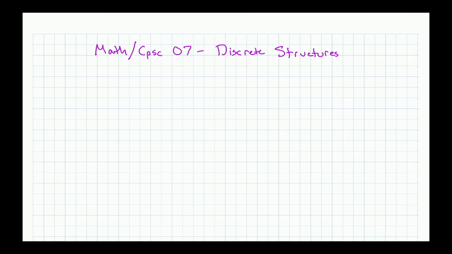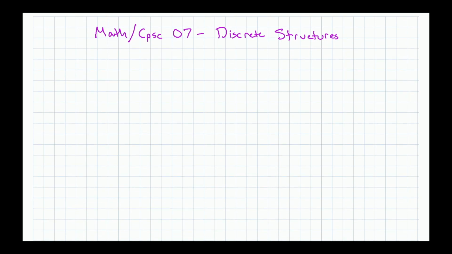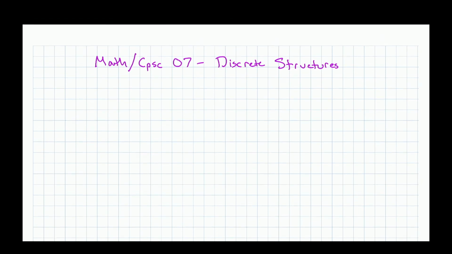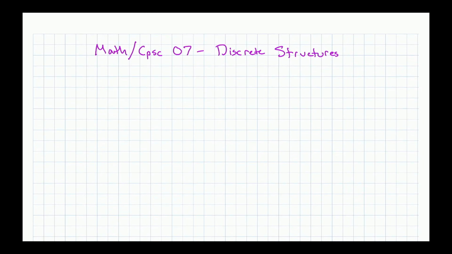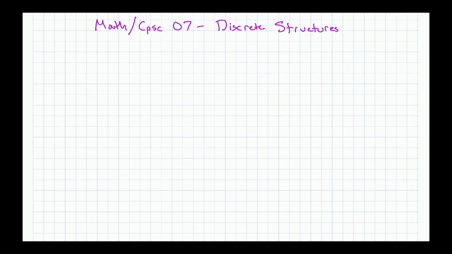Hello everybody. So this is going to be just a quick introduction to the class, and then we'll get started with our first real lecture. This class is Math or CPSC 7, and it's called Discrete Structures. So when we talk about discrete math, what are we talking about, basically? That's what I want to talk about in this lecture.